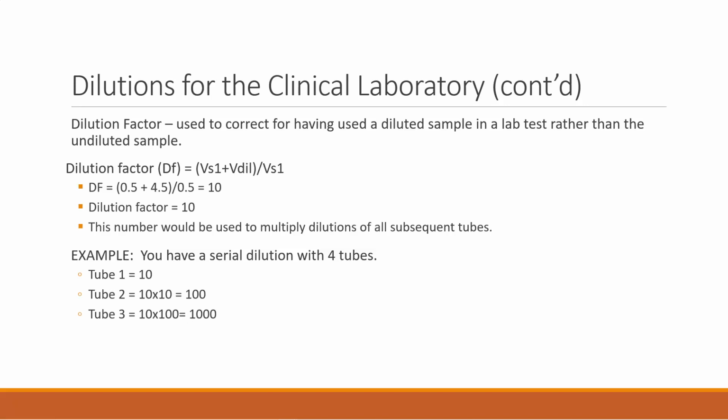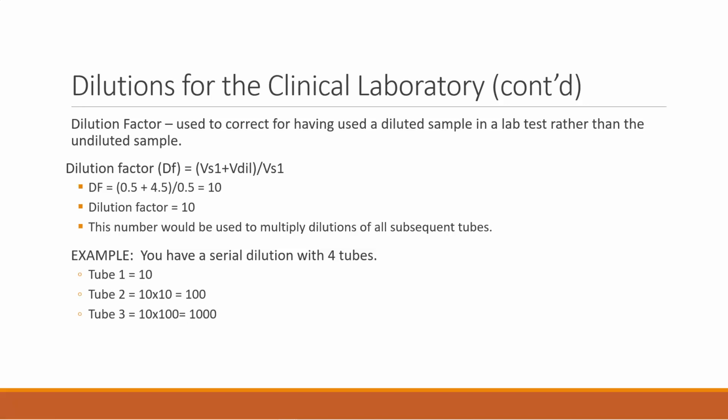So let's say, for example, that we had 0.5 of the substance we're going to dilute plus 4.5 of the diluent. So you put that on top of the equation and add it together, and then you divide by the volume of substance 1, which is 0.5. And if we do the math, then that will break down to 10. So the dilution factor will be 10. This number would then be used to multiply dilutions of all subsequent tubes. And I'm going to show you some examples of this.